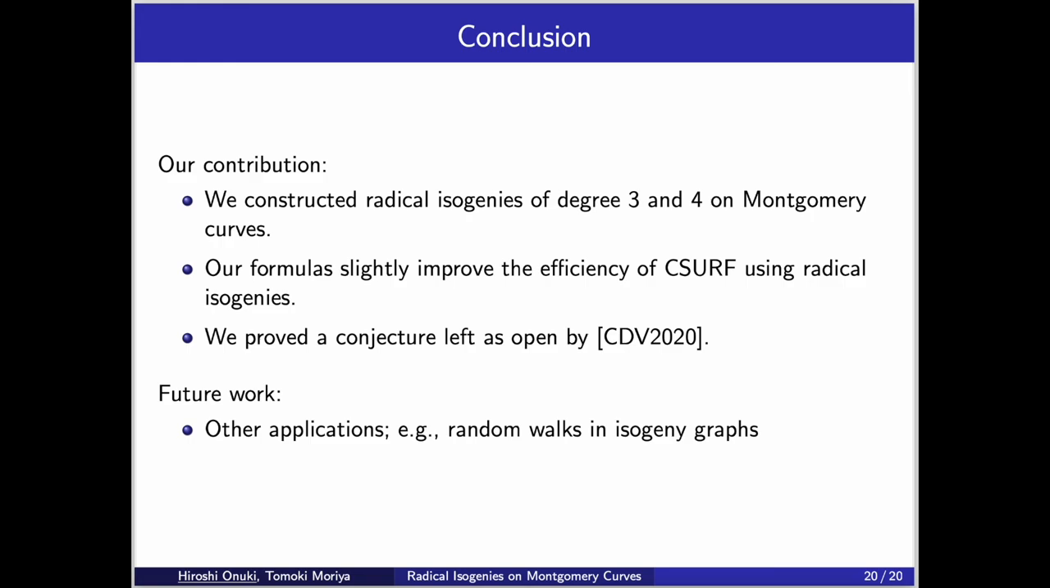We constructed radical isogenies of degree 3 and 4 on Montgomery curves. Our formula slightly improved the efficiency of CSIDH using radical isogenies. We proved the conjecture on degree 4 left as open by CDV 2020. One of the future works is searching other applications of radical isogenies. For example, random walks in isogeny graphs could be a candidate.